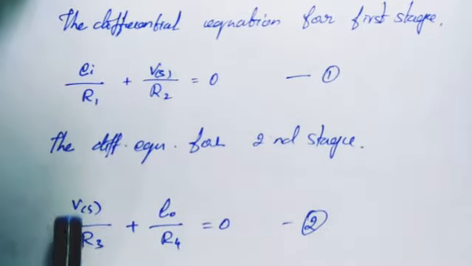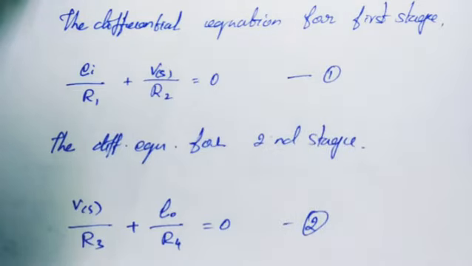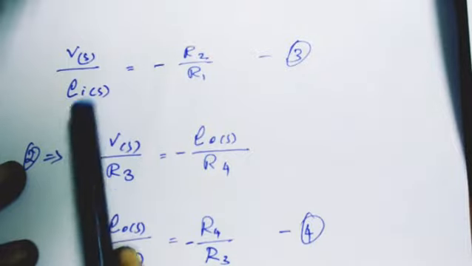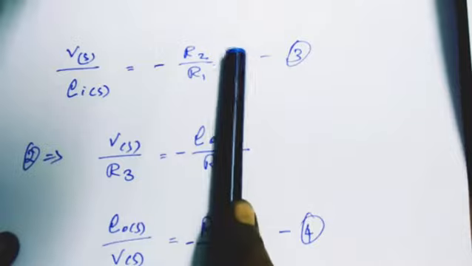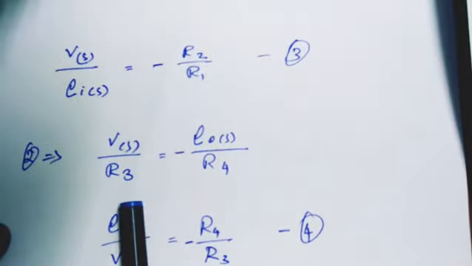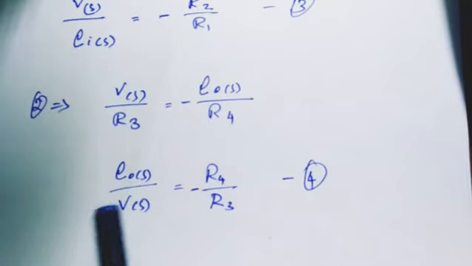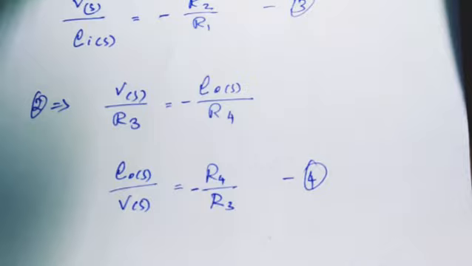So we have written two differential equations for the two stages. From the first equation, we are separating V(s) divided by I(s). So this will come as minus R2 divided by R1. And from the second equation, we are separating E out(s) divided by V(s) and will be getting minus R4 divided by R3.